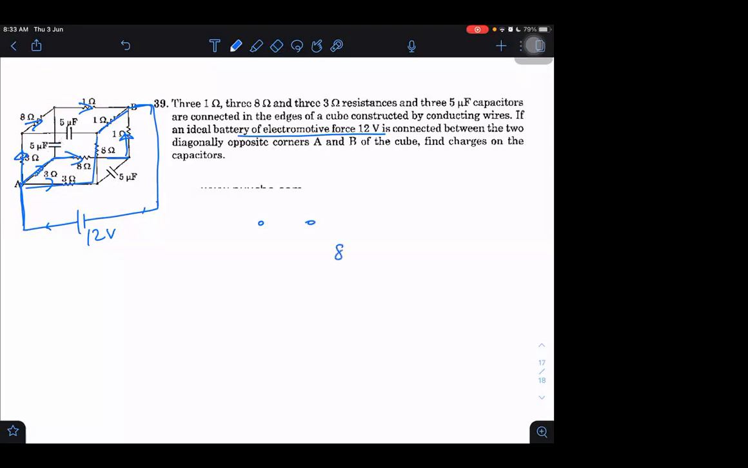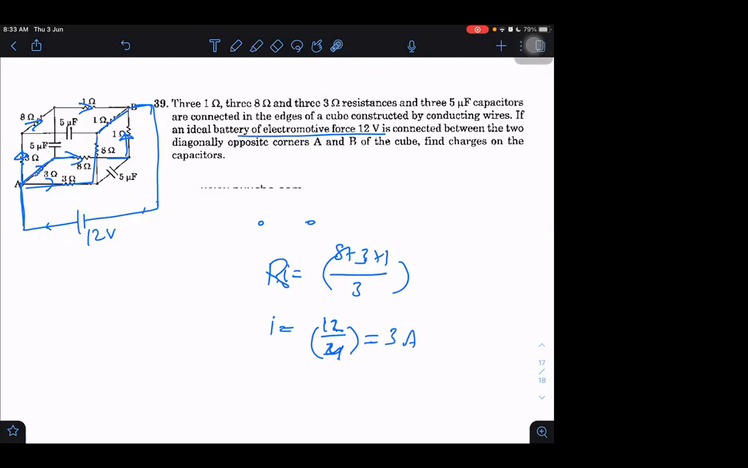What is the resistance of each path? 8 plus 3 plus 1, because each path has the same resistance. There are 3 paths possible, and each path has the same resistance. So the net resistance will be this divided by 3. What would the current be? Sorry, this resistance is 4. The current will become voltage divided by 4, and the answer is 3 amperes.